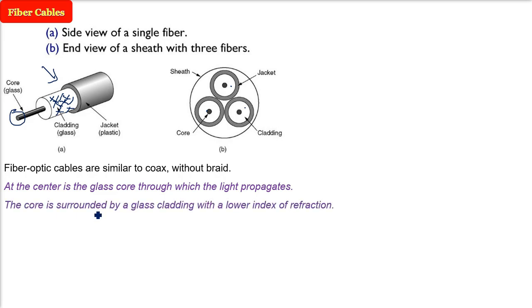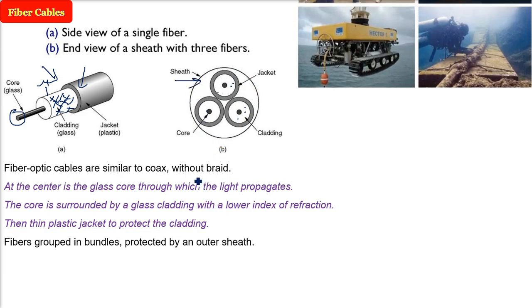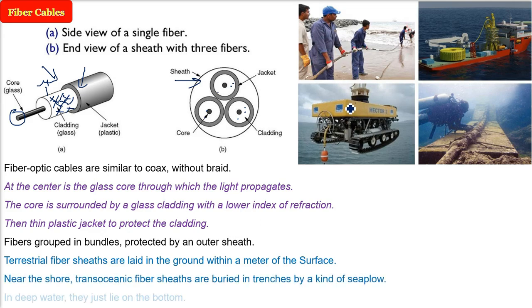The center is the core, glass, where the light propagates. It is surrounded by glass cladding, and the refractive index, mu, is lower than the glass core, right? Because we want total internal reflection. Then we have a thin plastic jacket to protect the cladding. Then fibers are grouped in bundles, and there is an outer protective sheath. That is how it is protected. So I'll just show you a picture here.